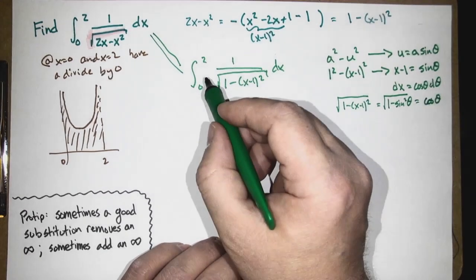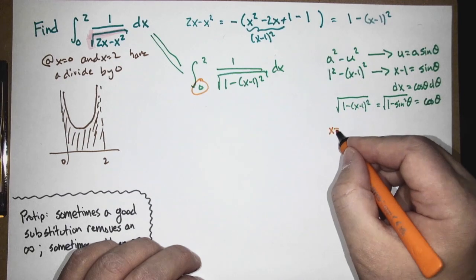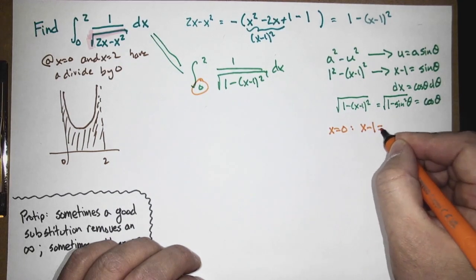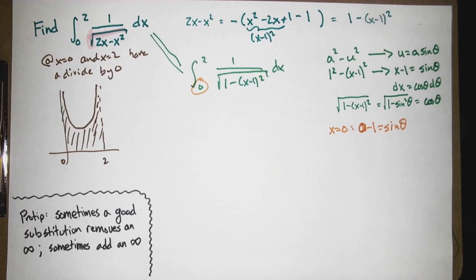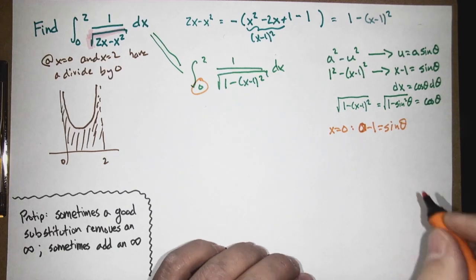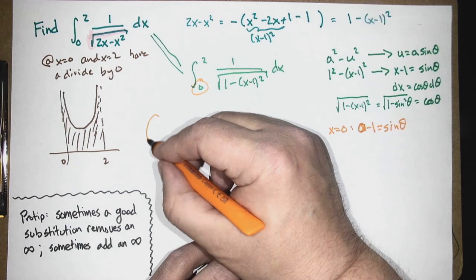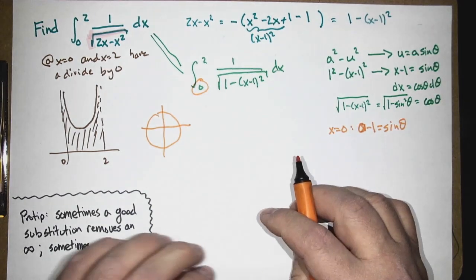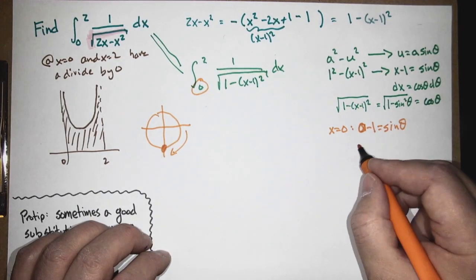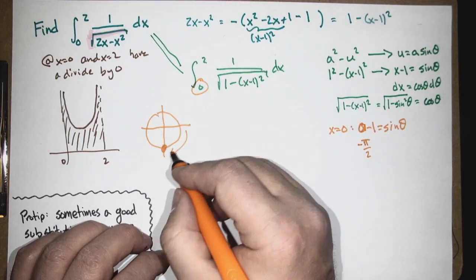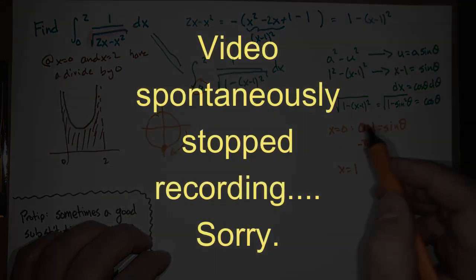All right, a few other things. Let's talk about our bounds. So here we have x equals 0. That tells us that x minus 1 equals 0 minus 1 equals sine theta. So sine of theta equals negative 1. When does sine equal negative 1? What angle does that? Unit circle. Is sine the x's or the y's? Y's. So which angle is that? 3 pi over 2 or negative pi over 2. Usually we limit ourselves from negative pi over 2 to pi over 2. Okay, at x equals 1. Well, not 1, 2.